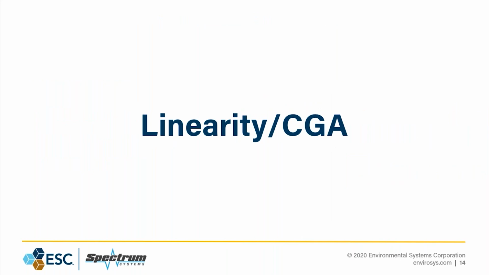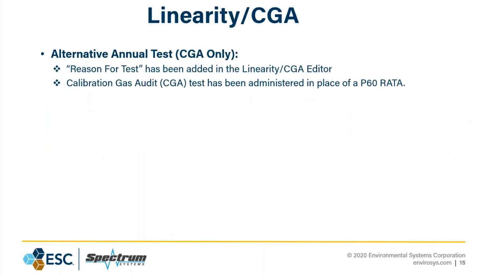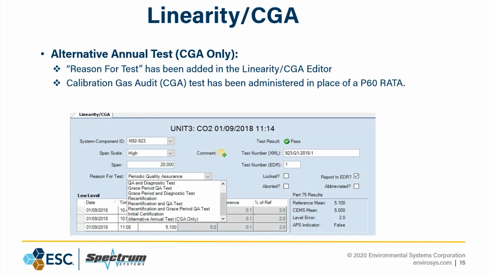Linearity and CGA editor. There was an update to the reason for test section: the alternative annual test, CGA only. That option was added to the reason for test in the linearity and the CGA editor. It is used when a CGA test has been administered in place of a Part 60 RATA. So that is when you would use the alternative annual test reason for test.